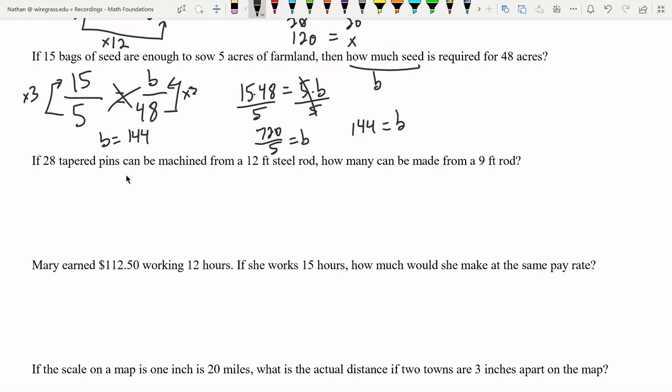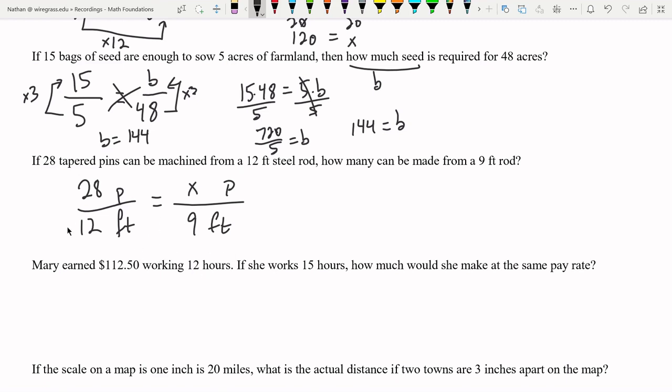All right, 28 tapered pins can be machined from 12 feet of steel rod. How many can be made from 9 feet of steel rod? So we have 28 tapered pins for 12 feet equals how many can be made from 9 feet? So we have 9 feet here, which means our variable is going to go here. We have tapered pins, so you can use just the variable x there for pins if you want, or you could use the variable p if you didn't use the units. But you can see we have the pins on top and feet on bottom.